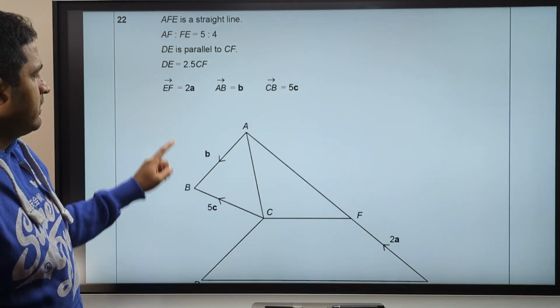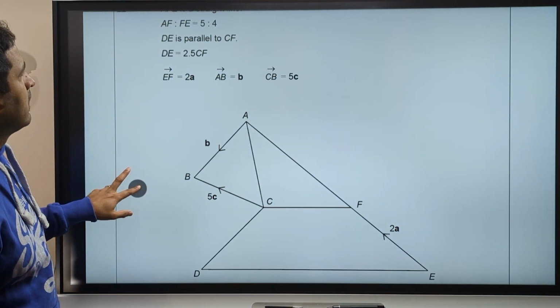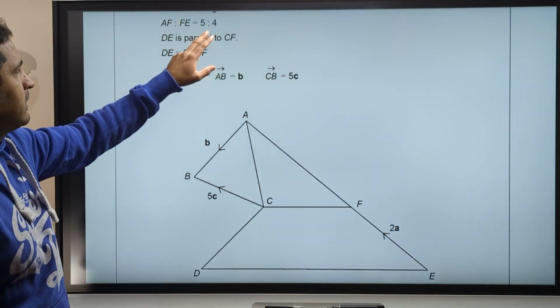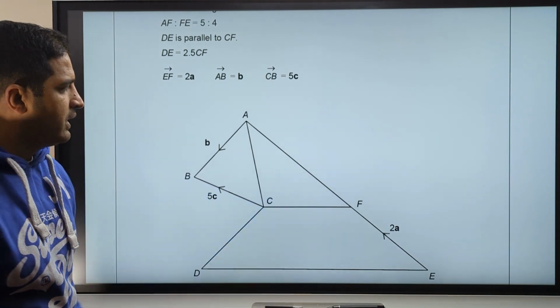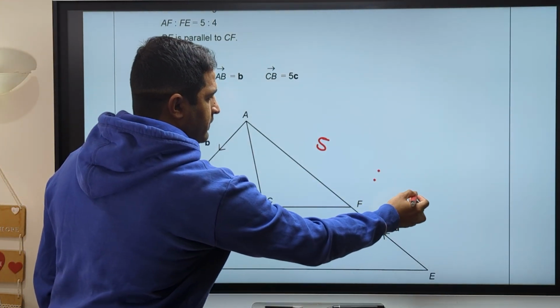AFE is a straight line, which is A to F to E. Be really careful: AF to FE is 5 to 4. So AF to FE is 5 to 4. Let's just put that down. Whenever that is 5, this is 4.